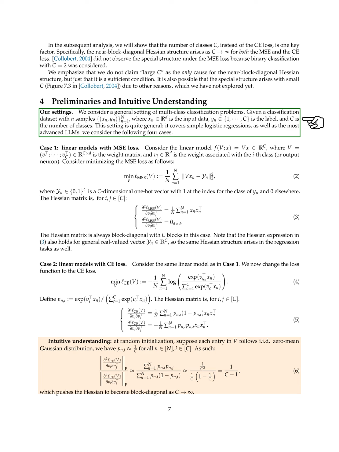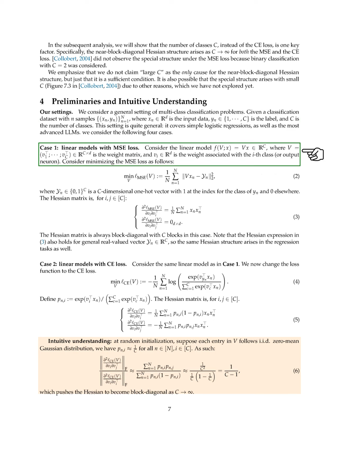In case 1, we look at linear models using mean squared error, MSE, loss. Here, we define a linear model with a weight matrix, where each weight corresponds to a class. We aim to minimize the MSE loss, which involves a one-hot vector that indicates the class. The Hessian matrix in this case is block diagonal, consisting of blocks corresponding to each class. This structure also applies to general regression tasks.